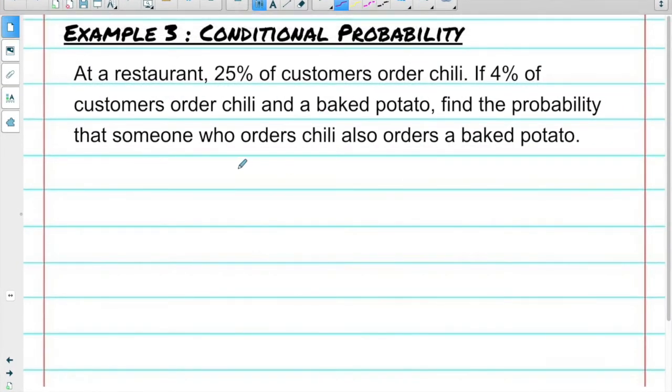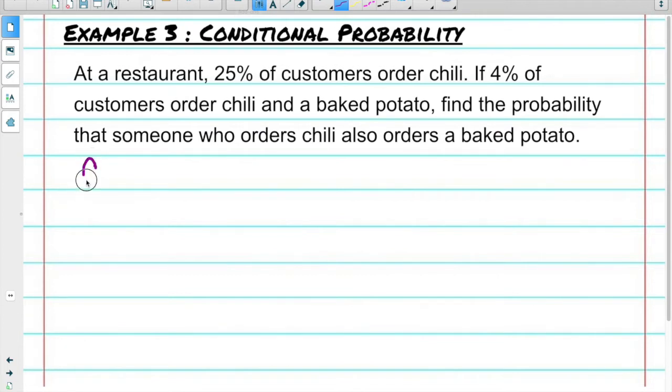All right, picking up with example 3, conditional probability. At a restaurant, 25% of customers order chili. If 4% of customers order chili and a baked potato, find the probability that someone who orders chili also orders a baked potato. My recommendation for these types of problems with conditional probability is to write out what you are given, like the information that you are given first.